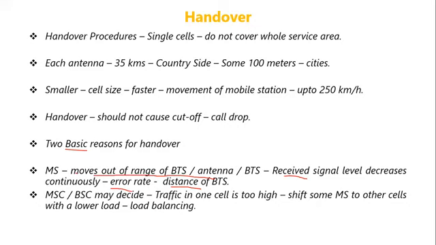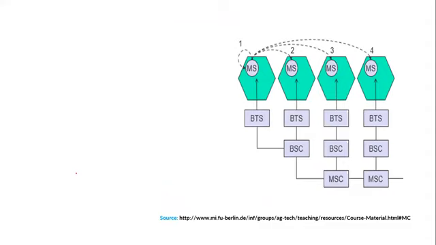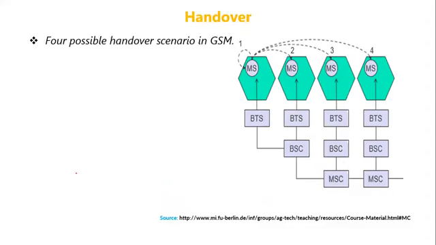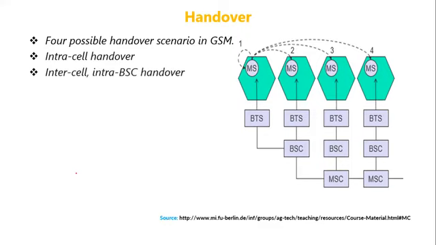So there are four different types of handover. Let us discuss them. The first type of handover is called intra-cell handover. This is the example for intra-cell handover. Here handover happens within a cell.